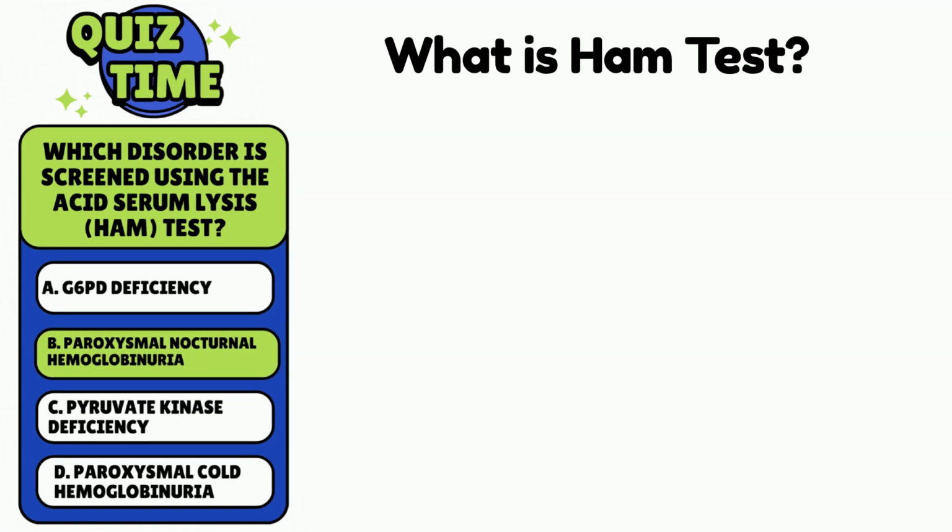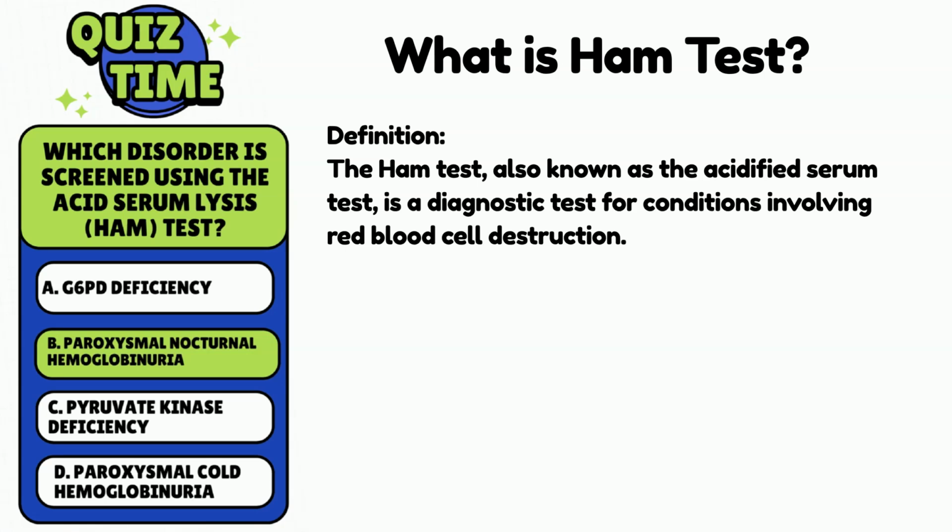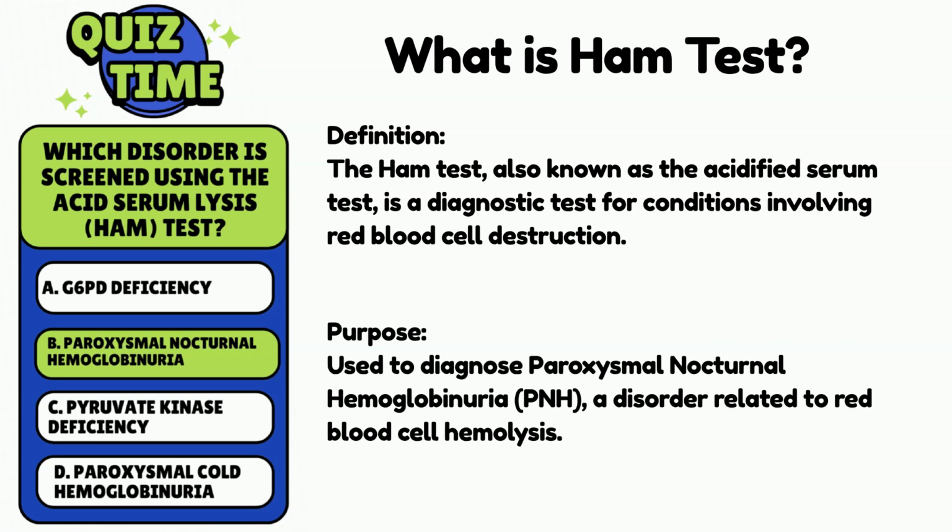The answer is B. The HAM test, also known as the acidified serum test, is a laboratory test used to diagnose conditions related to red blood cell destruction, particularly in cases of PNH.